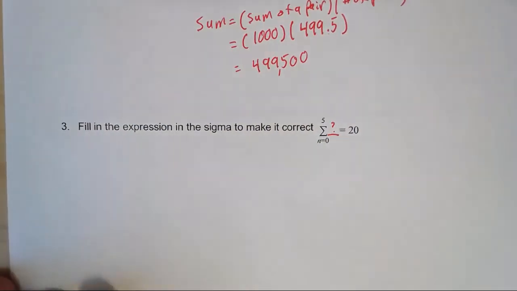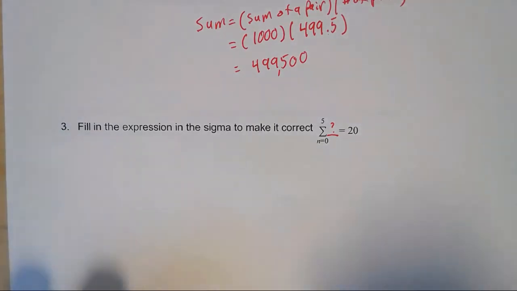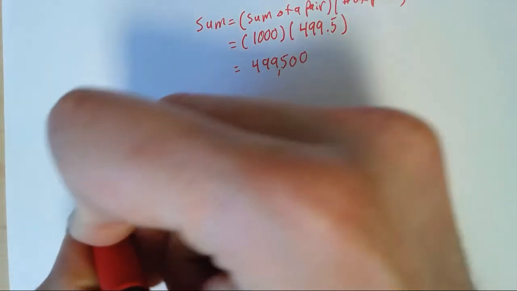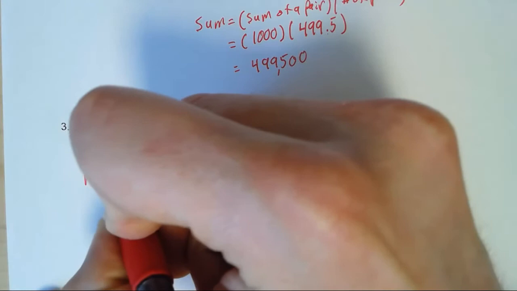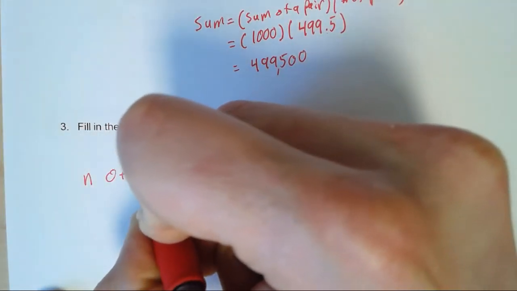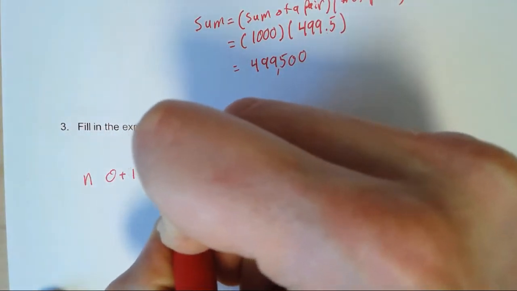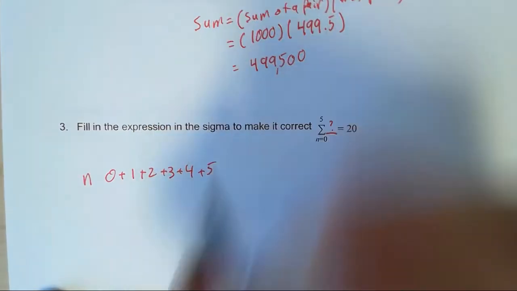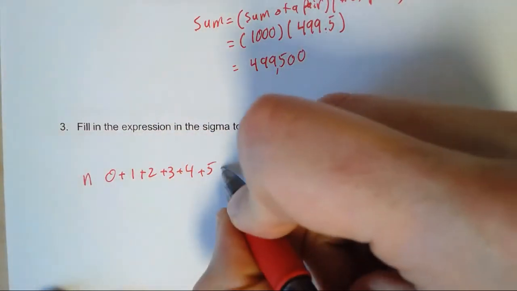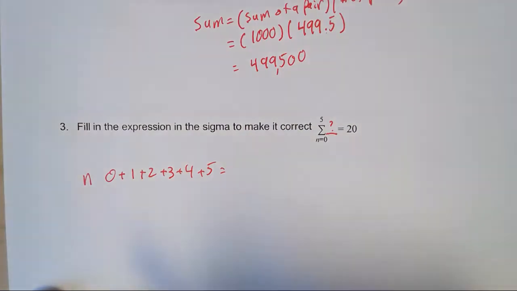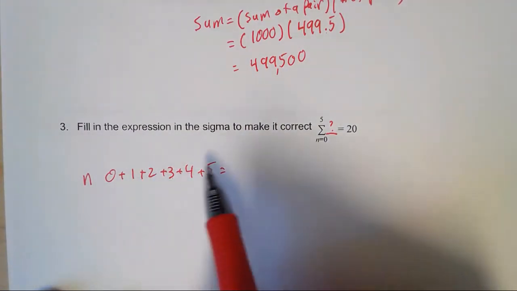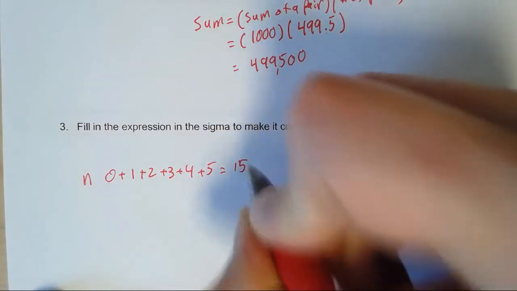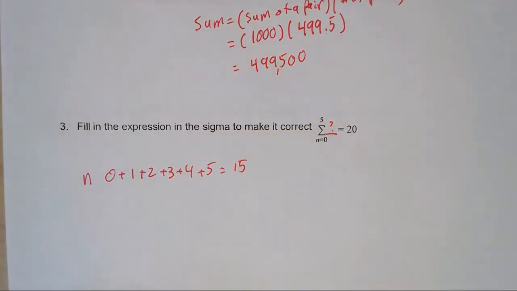All right. Now with number 3, this one was probably the most difficult one because we had to fill in that. And there were several right answers. The easy expression to start with is, well, what would it be if it were just n? Well, then we would plug in 0, and 1, and 2, and 3, and 4, and 5. And what that would cause is a sum to be, well, let's see, 2 and 3 is 5, 1 and 4 is 5, plus 5 makes 15. Well, we want the sum to be 20.